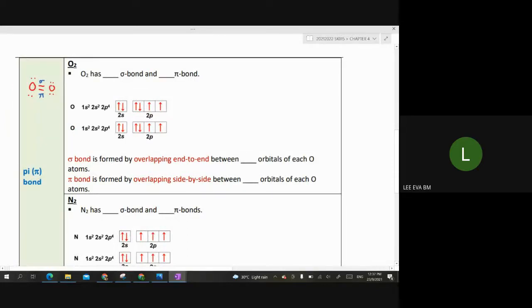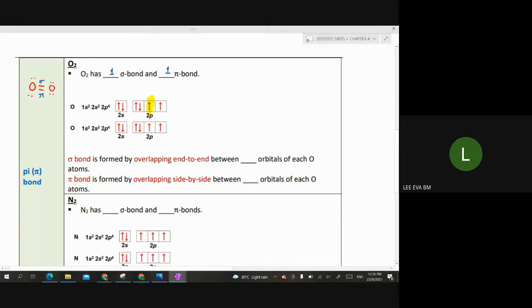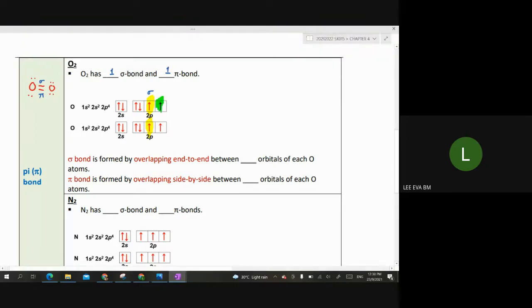So maksudnya betapa penting awak punya Lewis structures. You must get a correct Lewis structure. So oxygen has 1 sigma bond and 1 pi bond. So if you're looking at the electronic configuration, you can see over here, one of the unpaired electrons from the first oxygen combining with the unpaired electron of the second oxygen to make your sigma bond. Okay. And then in another structure over here, another unpaired electron comes in to make your pi bond.